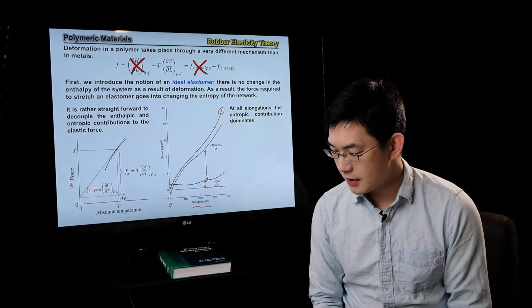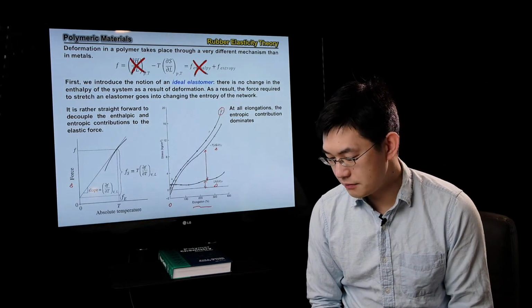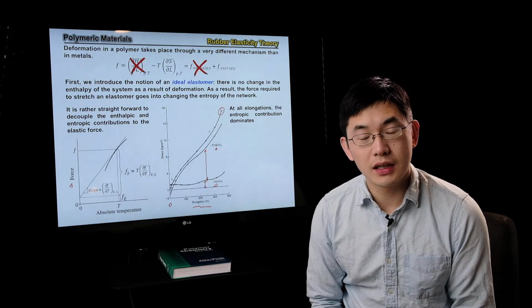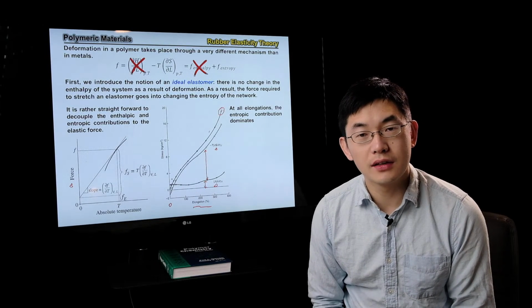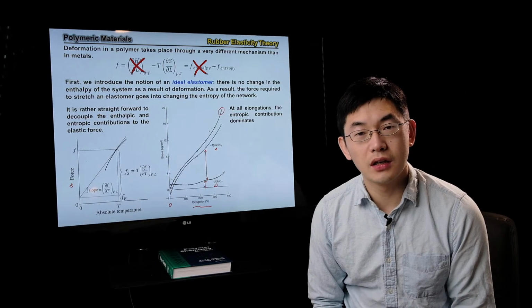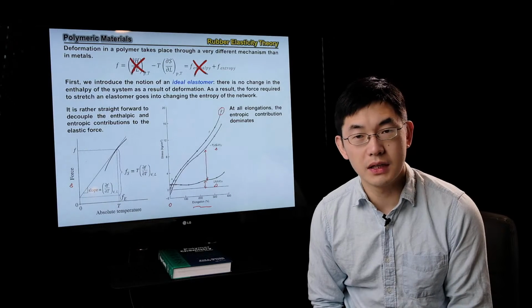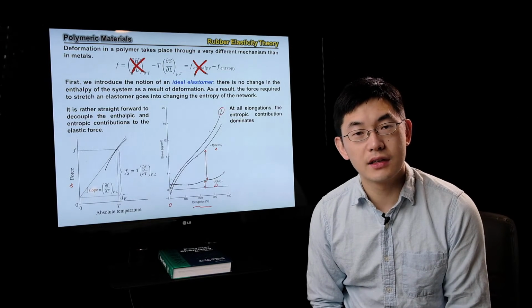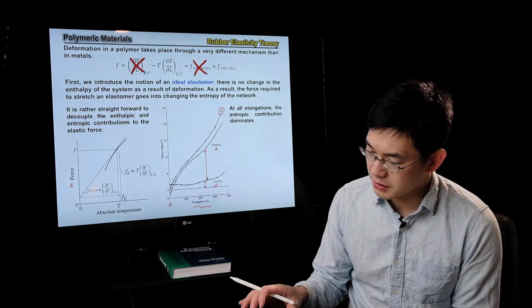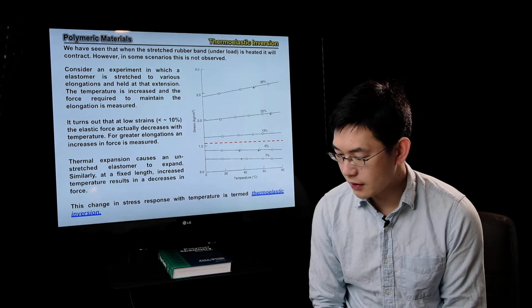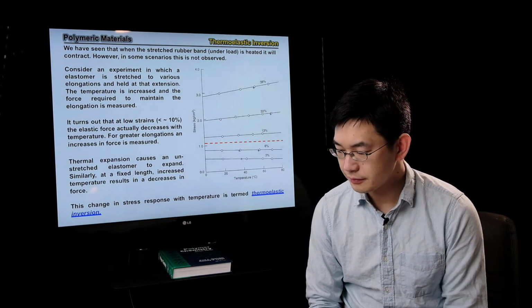Okay. It is pretty much the case at large elongation. As you can see, at large elongation, the entropic contribution typically dominates the force. And this is what we see in a rubber material. It's called an entropic rubber.